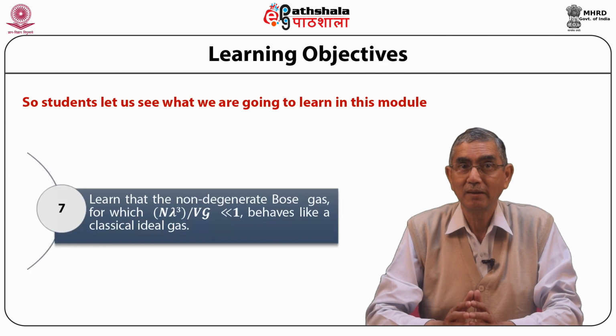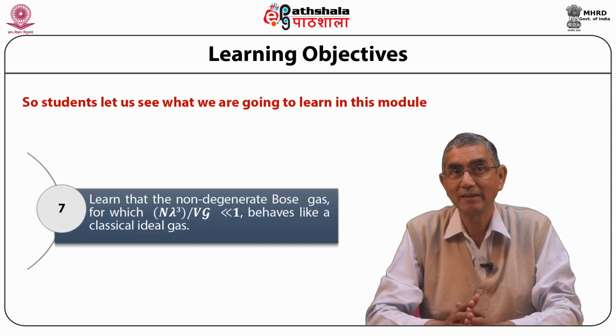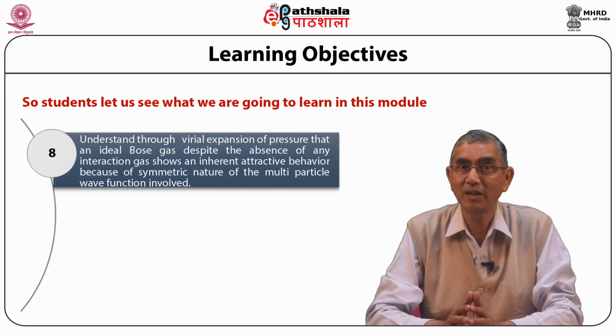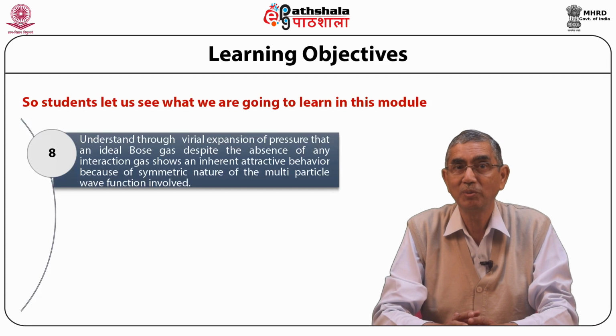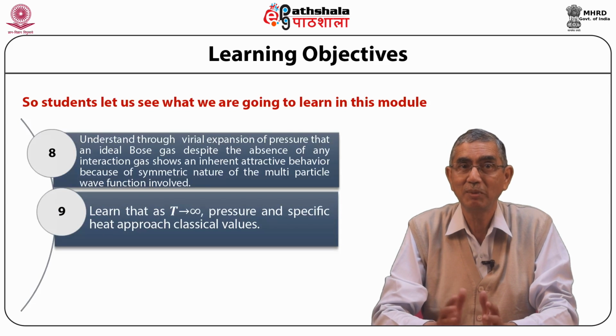Learn that the non-degenerate Bose gas, for which n lambda cubed upon V multiplied by curly G is very much less than 1, behaves like a classical ideal gas. We will also understand through virial expansion of the pressure that an ideal Bose gas, despite the absence of any interaction, shows an inherent attractive behavior because of the symmetric nature of the multi-particle wave function involved. Learn that as T approaches infinity, pressure and specific heat approach classical values.